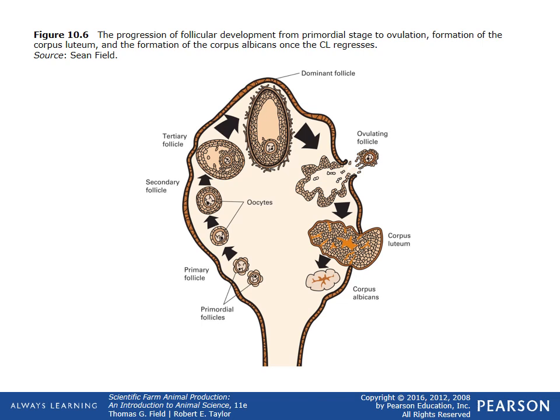It produces progesterone to tell that female that she's pregnant for a little bit of time. That structure will eventually regress, either if an animal is not in fact pregnant, or when she calves or goes through parturition, and it becomes a corpus albicans and is resorbed.